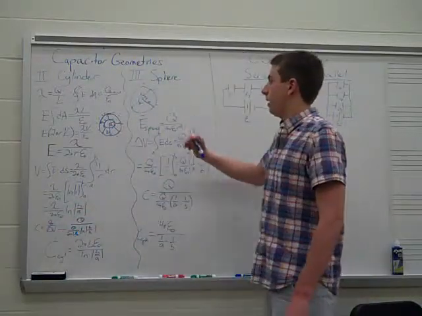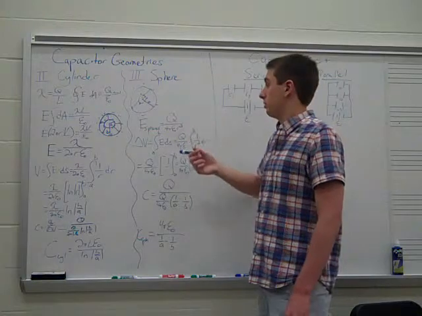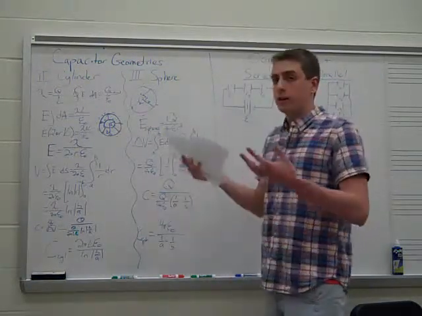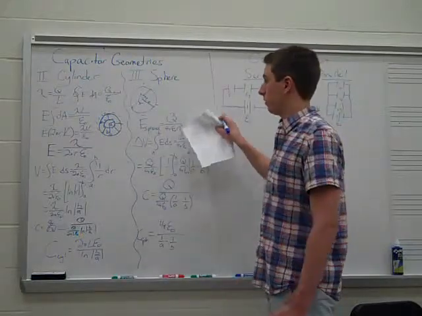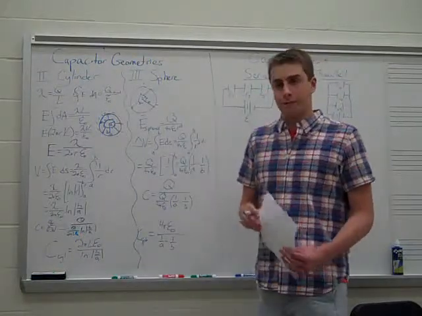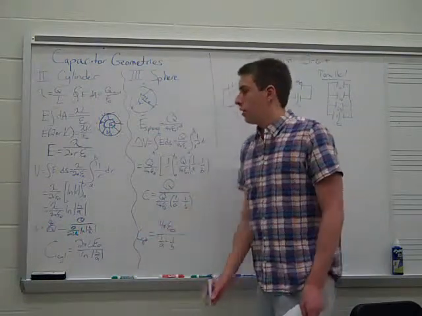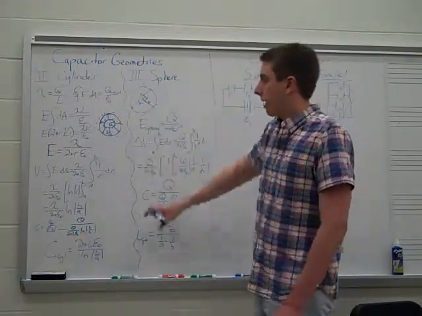And for the sphere, I just skipped the Gauss's law because we know the general electric field for concentric conducting spheres is Q over 4 pi epsilon naught r squared. And then you just go through this derivation here, and you arrive at these two. So just know how to derive these.